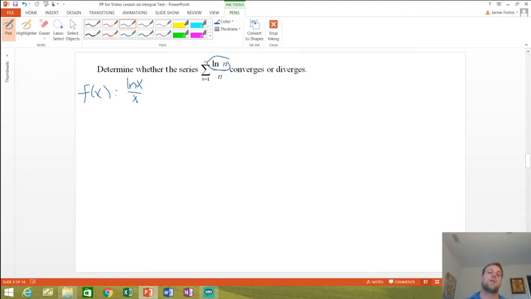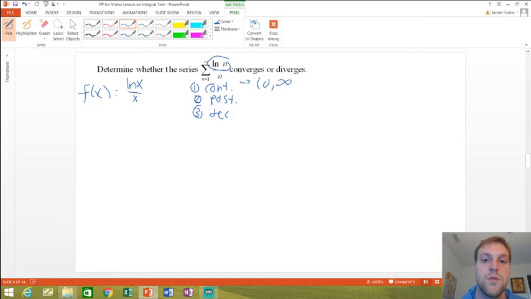So I'm looking at a continuous function here. Well, let's show that. We've got to show that it's continuous, positive, and decreasing. It's continuous for every value that's defined, so that's everywhere but 0 in this case. And for ln you can't plug in any negative numbers, so it's only continuous from 0 to infinity, which in terms of n includes 1 to infinity.